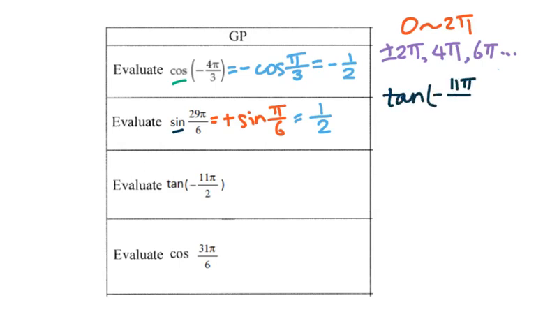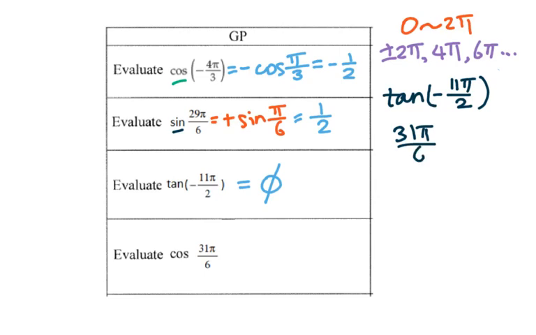Negative 11 pi over 2. You know its reference angle will be pi over 2. And we know tangent pi over 2, meaning tangent 90 degrees, is undefined. So this you don't have to work out. That will be undefined, because positive undefined, negative undefined is still undefined. Let's go to the last question.